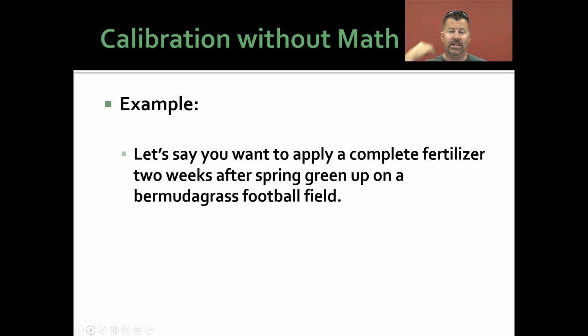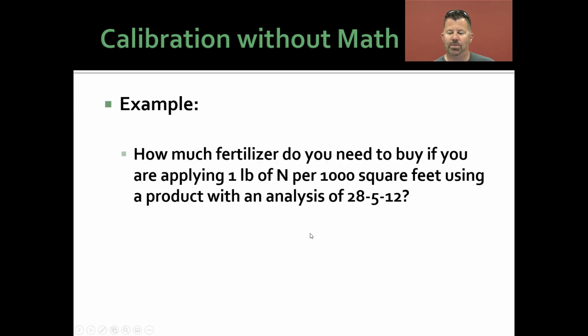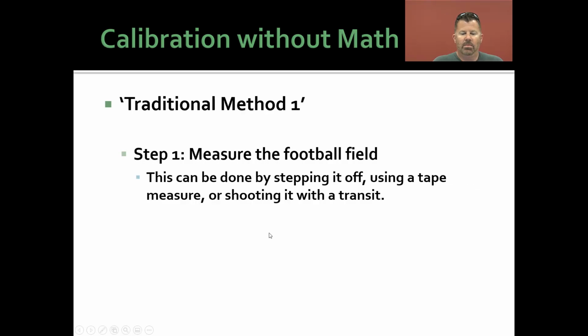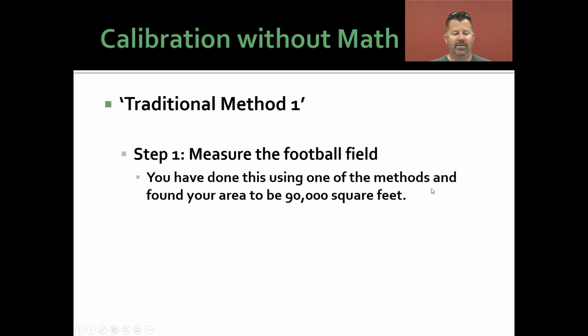Let's say you want to apply a complete fertilizer 2 weeks after spring green up on a bermudagrass football field. How much fertilizer do you need to buy if you are applying 1 pound of nitrogen per 1,000 square feet using a product with an analysis of 28-5-12? So we have 28% nitrogen, 5% phosphorus, and 12% potassium. Measure the football field. This can be done by stepping it off and using a tape measure or shooting it with a transit. You have done this using one of the methods and found your area to be 90,000 square feet.